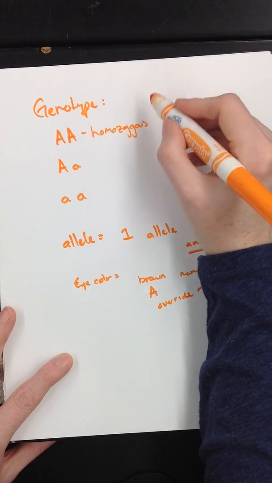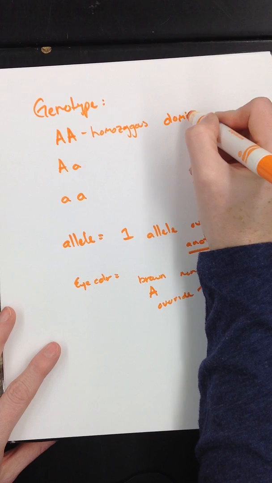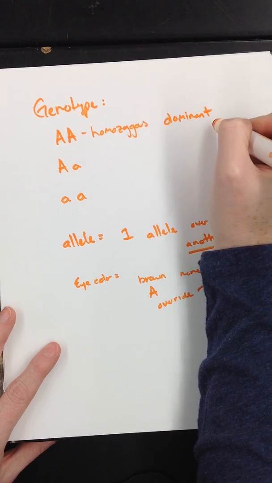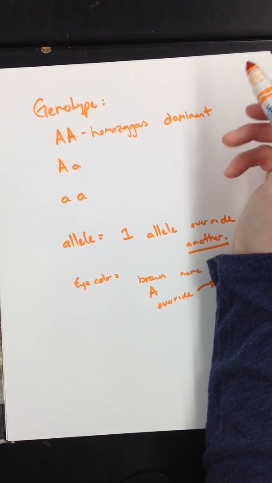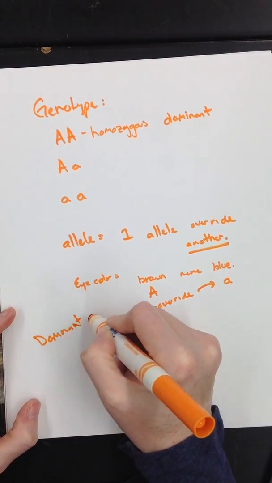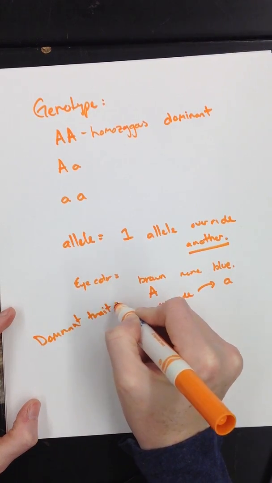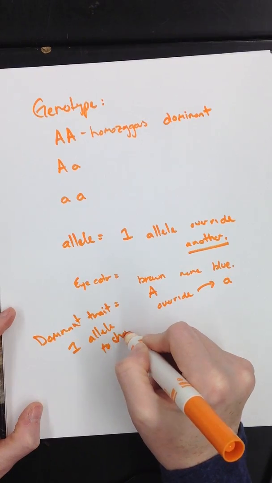So up here, since I have, and we're going to have to use letters for it, so we'll use capital. So this is going to be a homozygous dominant. That means it'll show the dominant trait, where it only takes one. Maybe we could define that. So a dominant trait means you only need one allele to show it.